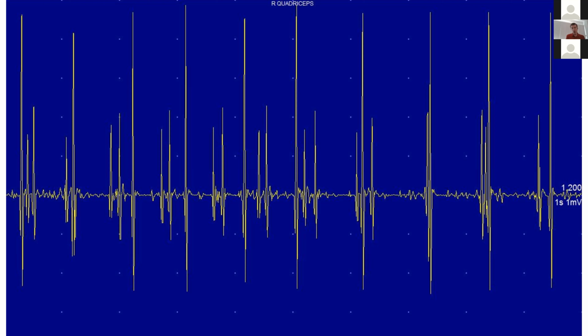So in this case, when we have a frequency of the fastest one of 11 or 12 hertz, we are expecting for each 5 hertz a new motor unit. So we are expecting 3 motor units with a frequency of the fastest one of 12 hertz. So this is a snapshot of a normal recruitment pattern in the quadriceps muscle.